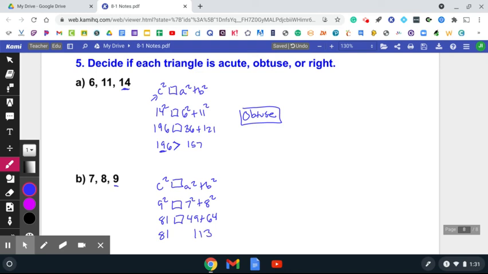So comparing 81 and 113, 113 is bigger. And so the c squared value here is smaller. When the c squared value is smaller, then you have an acute triangle.